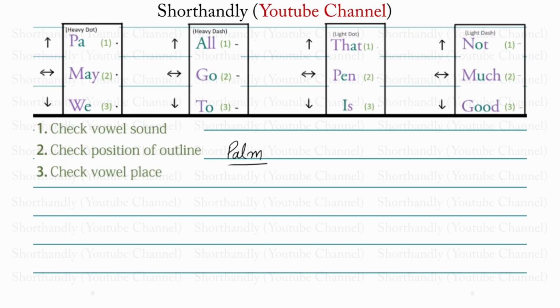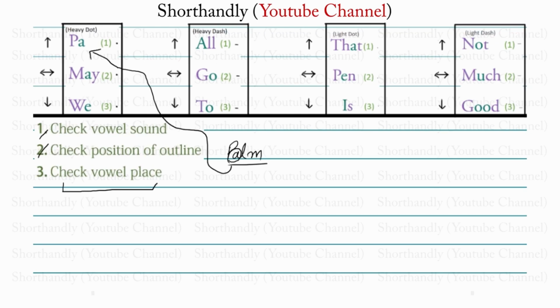As we already know, we have to follow these 3 steps to make any word in Pitman Shorthand. So let's follow these 3 steps. The first step says check vowel sound. So we have to check what the first vowel sound is that we are getting from this word palm. For that, let's pronounce this word once again. It goes like palm. So the first vowel sound that we are getting is ah, which is the same as the pa vowel. Now let's see what the second step is.